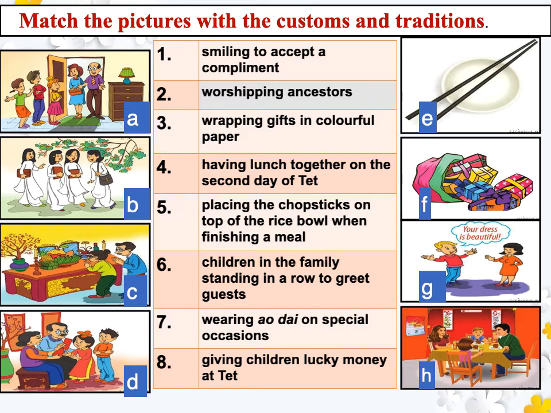6. Picture A is correct. Children in the family standing in a row to greet guests. 7. Yes, picture B. Wearing outside on special occasions. 8. Last one is picture D. Giving children lucky money at Tet. Excellent, students.